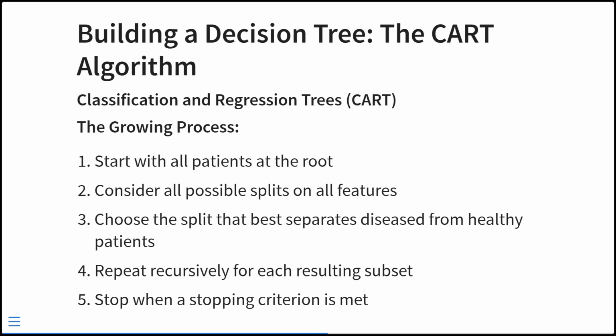If you want to build a decision tree using the Classification and Regression Trees algorithm, you start with all patients at the root. Then you consider all possible splits on all features. Then you choose the split that best separates disease from healthy patients. You repeat this for each resulting subset, and then you stop when a stopping criterion is met.